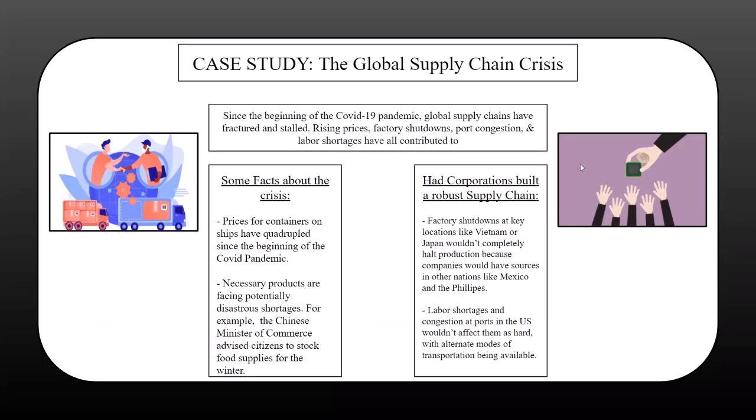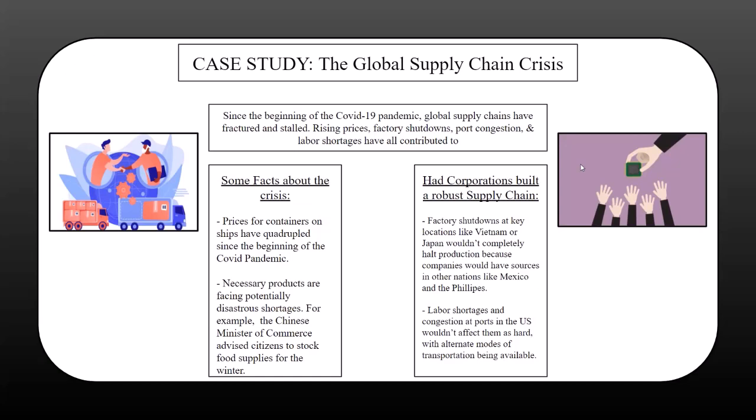Some facts about the crisis. Prices for containers and ships have quadrupled since the beginning of the COVID pandemic, and necessary products are facing potentially disastrous shortages. For example, the Chinese Minister of Commerce advised citizens to stock food supplies for the winter due to dwindling supplies. Had corporations reduced risk by building robust supply chain networks?